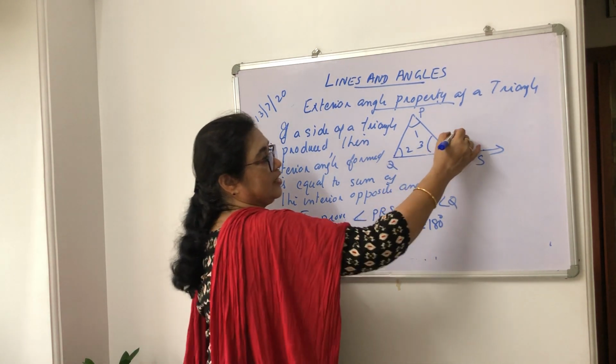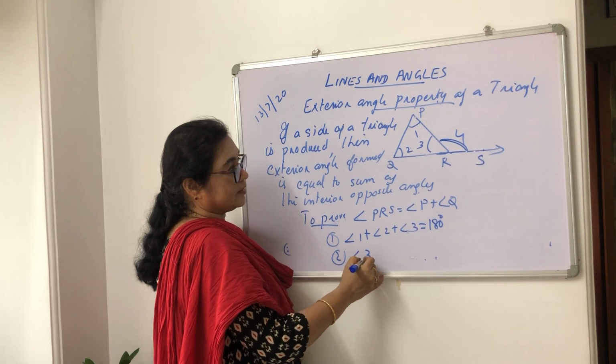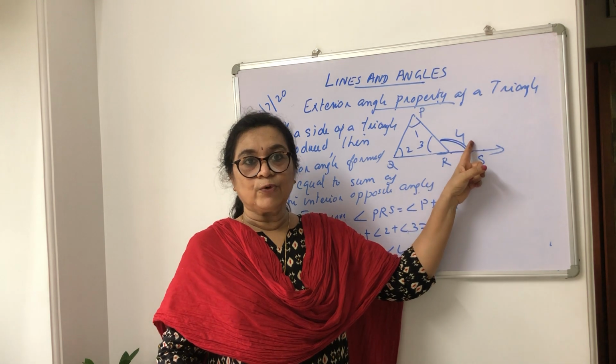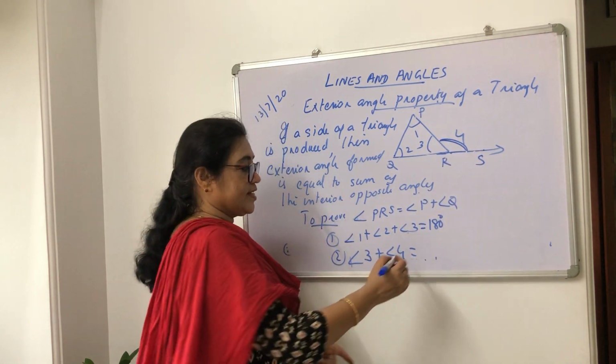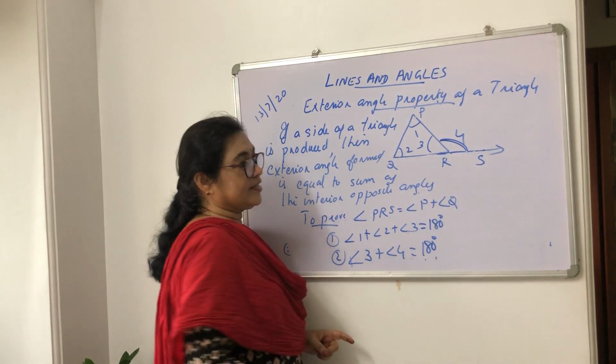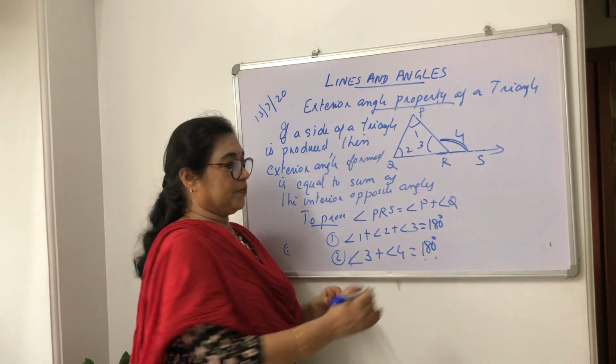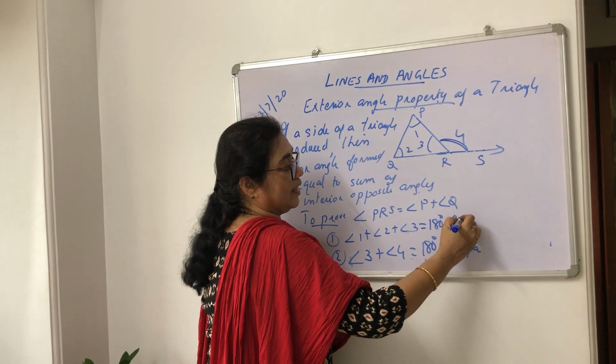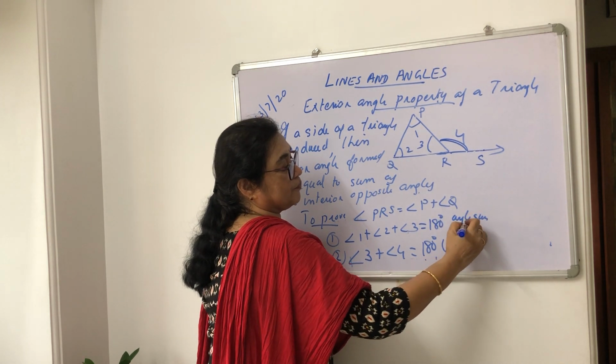Second one, suppose this angle is 4. What is angle 3 plus angle 4? Angle 3 plus angle 4 is 180 degrees. Why are these 180 degrees? Linear pair. These are a linear pair. And the earlier one is the angle sum property of a triangle.